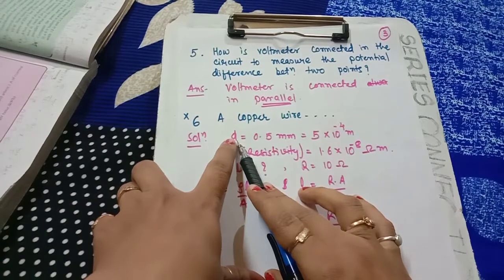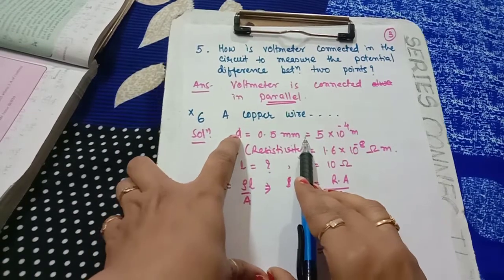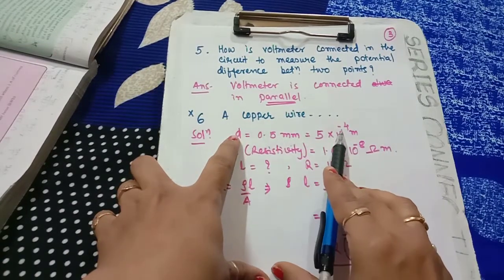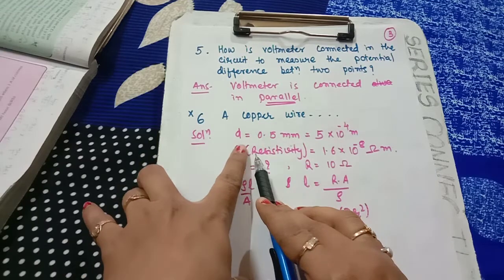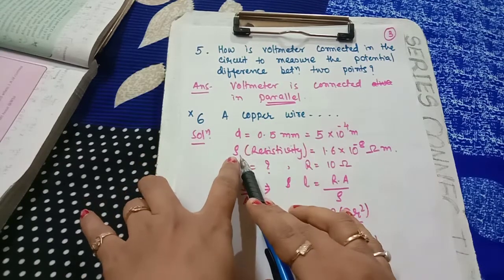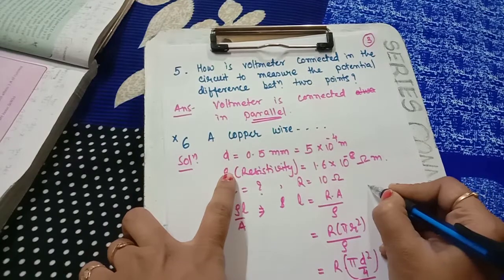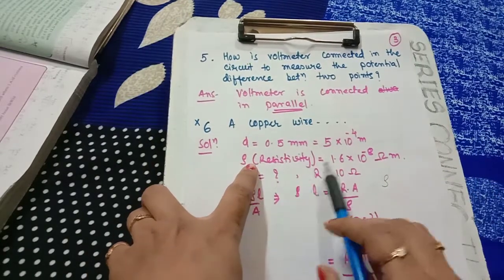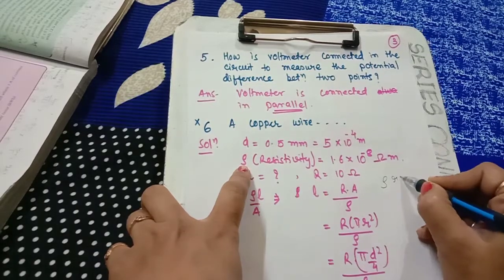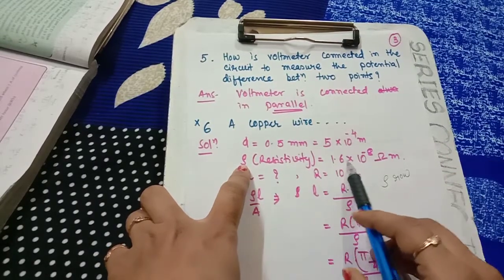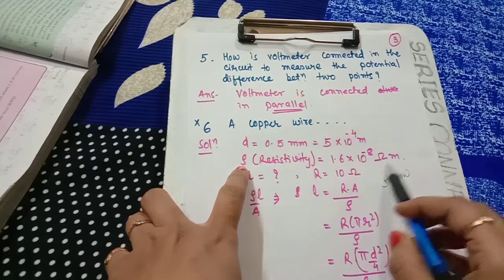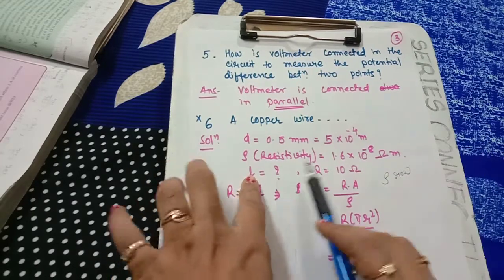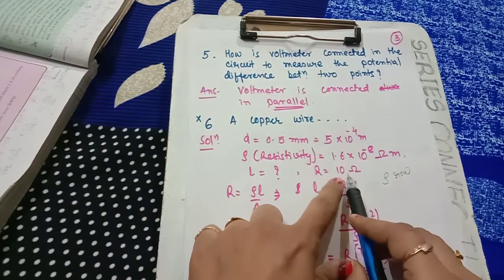We know D is equal to 0.5 millimeter, which is equal to 5 into 10 raised to minus 4 meter. Resistivity is denoted by rho. Resistivity we say it is rho, which is equal to 1.6 into 10 raised to minus 8 ohm meter. L we have to find out, whereas R is equal to 10 ohm.